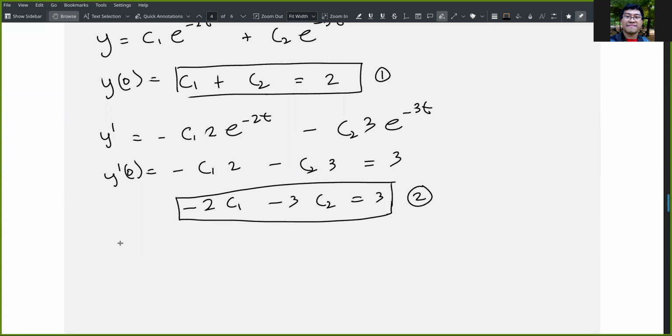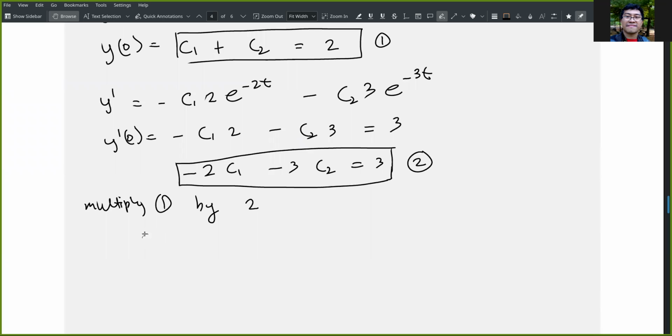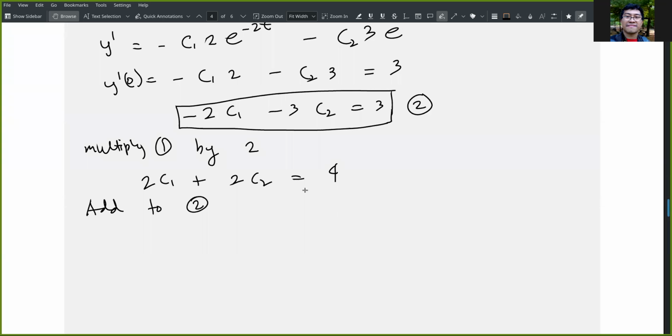So to solve for c1 and c2, we can multiply equation 1 by 2. So that gives you 2c1 plus 2c2 equals 4, and then add to equation 2. If you add them, these two cancel, so we get minus c2 equals, here this would be 3 plus 4, that's 7. c2 equals minus 7.